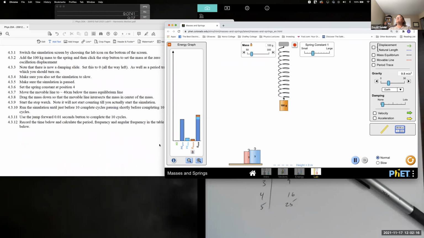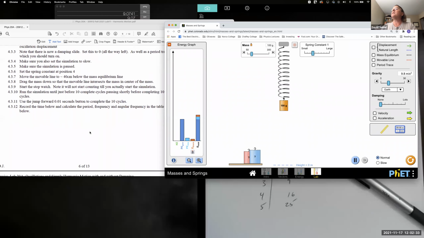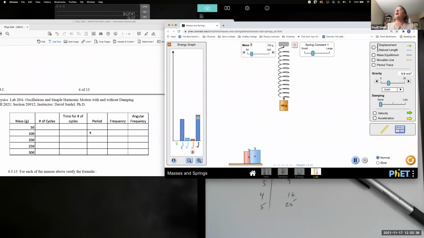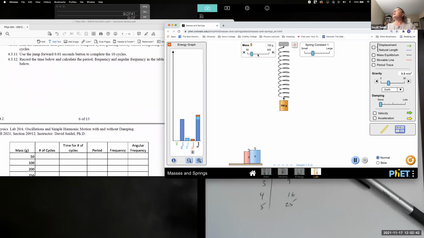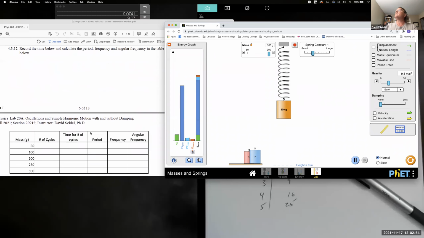You can go back to the lab that we did, set your damping to none for this. Okay, you can go back to the lab you did for number 1, our very first lab, but we're doing it again here, and do at least 10 cycles. Now note here, you can adjust your mass from 50 to 300 grams. So you're going to do 50, 100, 200, and 250, so you see the difference.